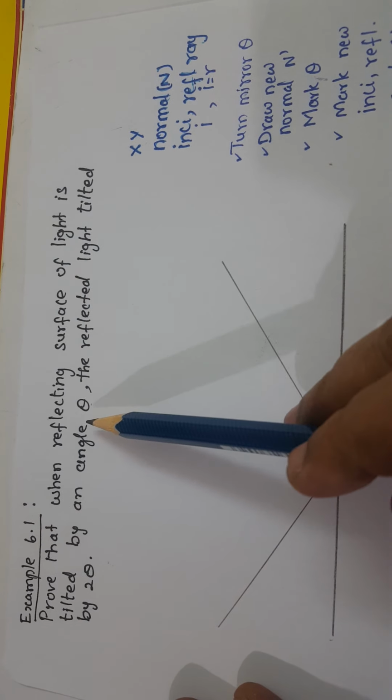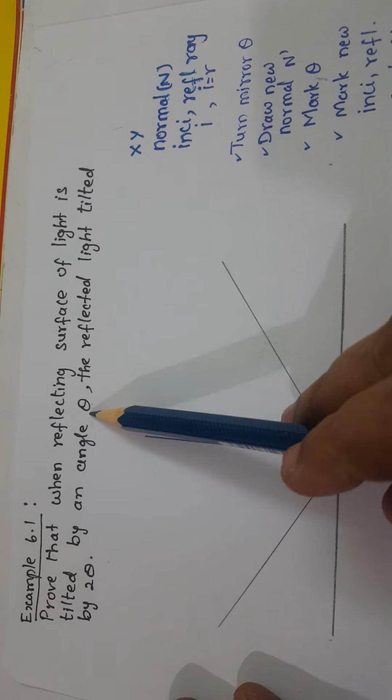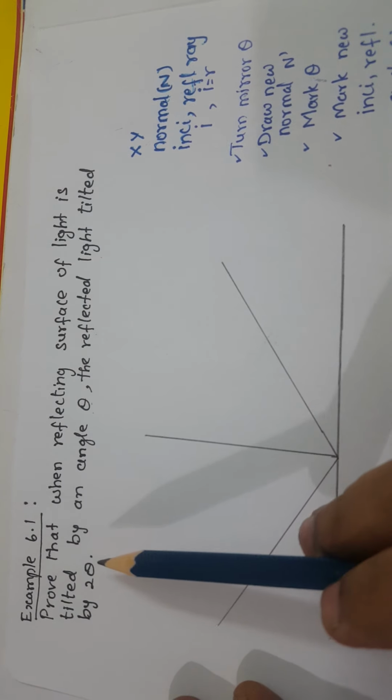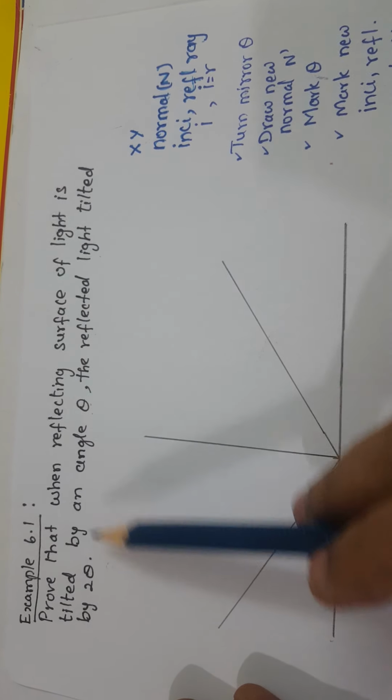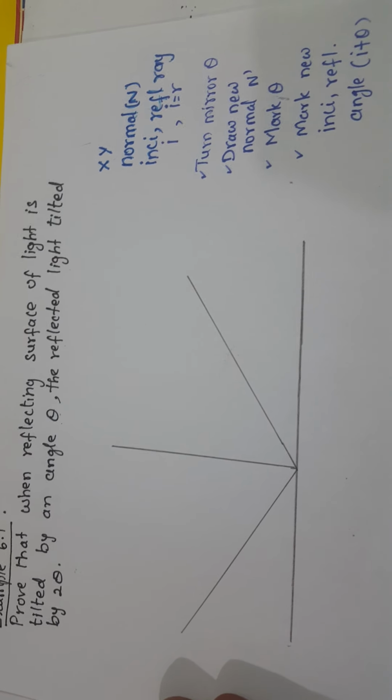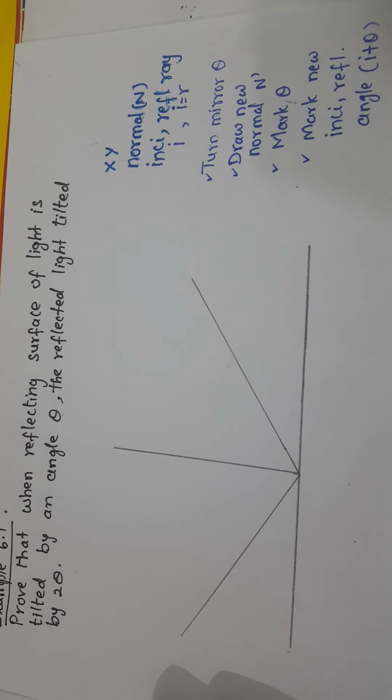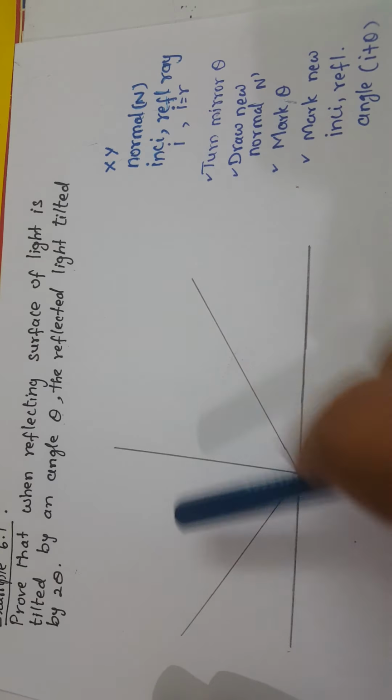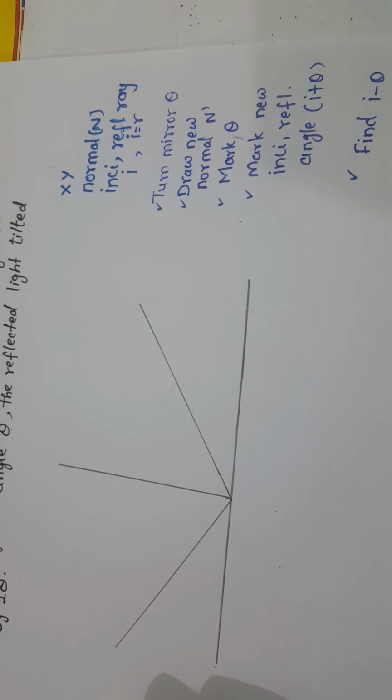Mirror, if it is rotated through angle theta, then the reflected light should be tilted by an angle 2 theta. This you have to prove, right? So actually I am having clues, children. If you follow this step, you can easily prove this, right?